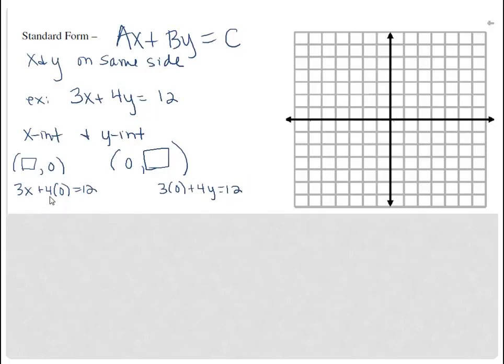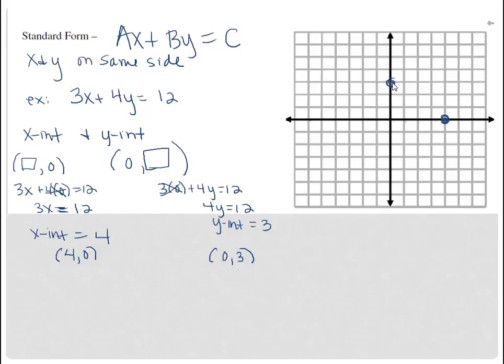And now we're just going to solve, because 4 times 0, that's gone. Here, 3 times 0 is 0, it's gone. And so my x-intercept, if I continue to solve here, is going to be 4. So I go on the x-axis and I put a point at 4: 1, 2, 3, 4. Because technically it's going to be (4, 0). If I solve this one, I'm going to get the y-intercept to be 3, which is really (0, 3). So I put a point at (0, 3). And that's all I need.